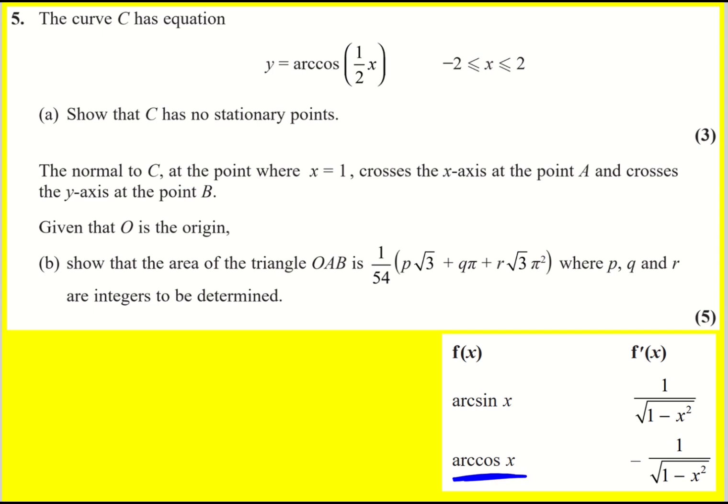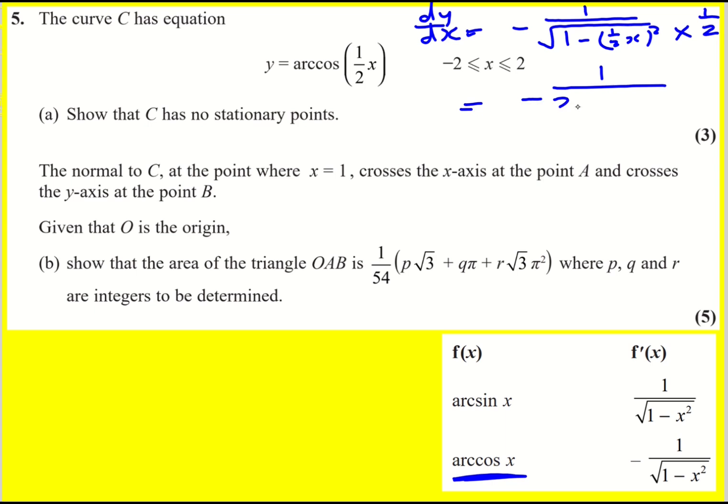So we differentiate the outside, which is then going to give me minus 1 over, you keep the inside the same. So I just replace x by a half x. And then we times by the derivative of the inside, which is just a half. And this is going to give minus 1 over 2 square root 1 minus a quarter x squared.